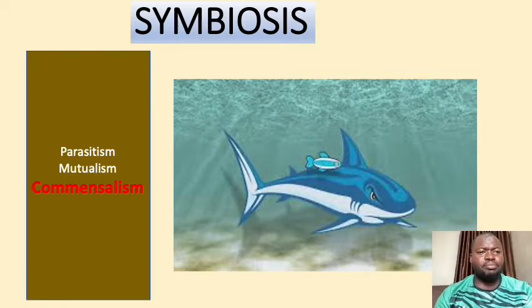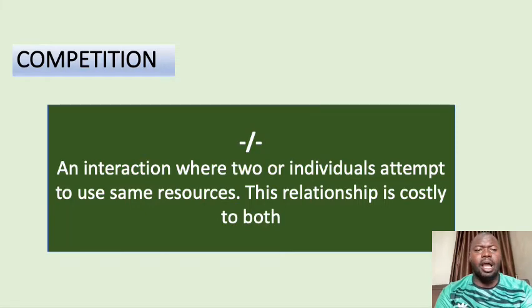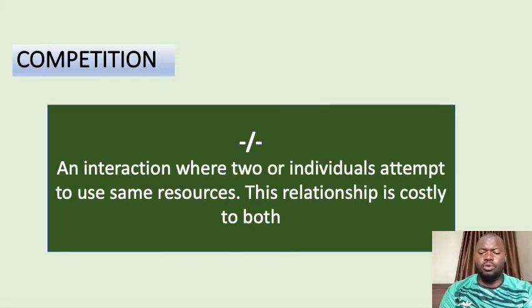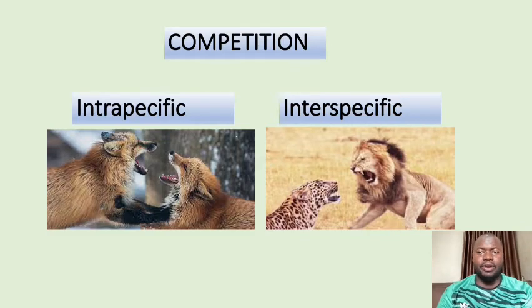Another type of relationship is competition, where two organisms compete for the same resources. This type of interaction is negative, harming both organisms. We have two types: intraspecific competition and interspecific competition. Intraspecific involves competition between organisms of the same species, whereas interspecific involves competition between different species.